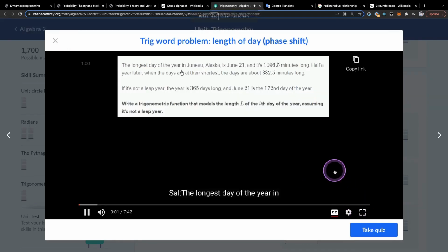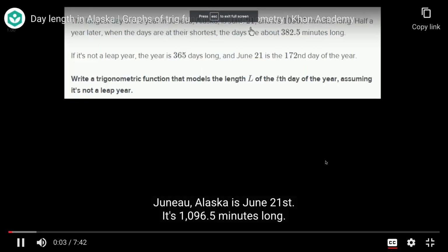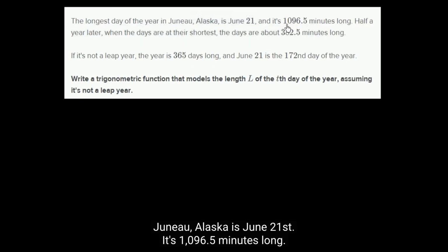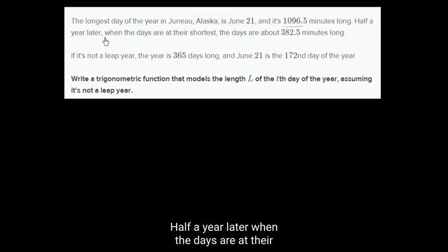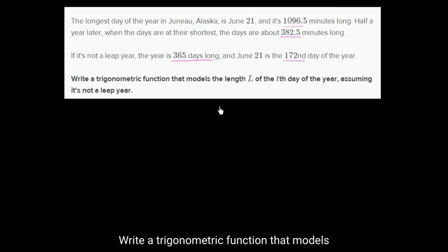The longest day of the year in Juneau, Alaska is June 21st. It's 1,096.5 minutes long. Half a year later, when the days are at their shortest, the days are about 382.5 minutes long. If it's not a leap year, the year is 365 days long, and June 21st is the 172nd day of the year. Write a trigonometric function that models the length L of the tth day of the year. So it's going to be L as a function of t, assuming it's not a leap year.